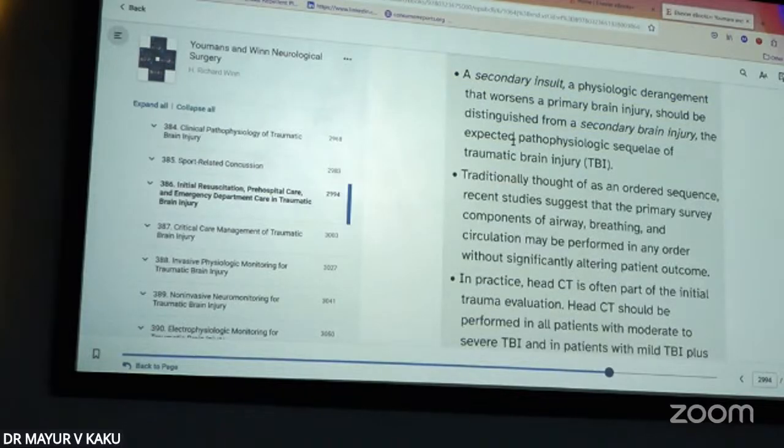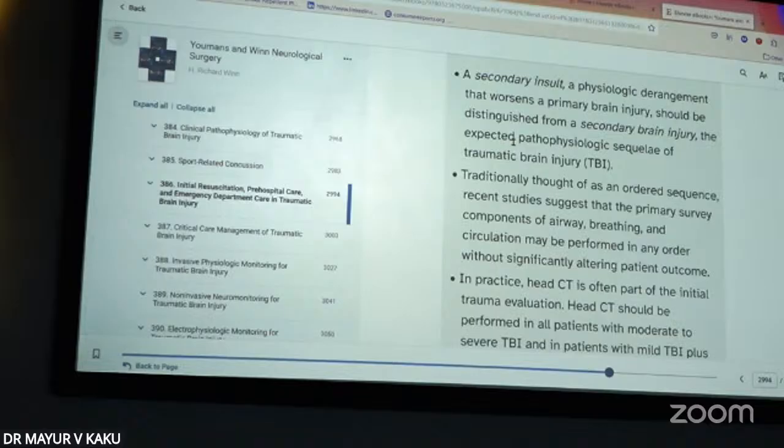A secondary insult, a physiologic derangement that worsens a primary brain injury, should be distinguished from a secondary brain injury. The expected pathophysiologic sequelae of traumatic brain injury.